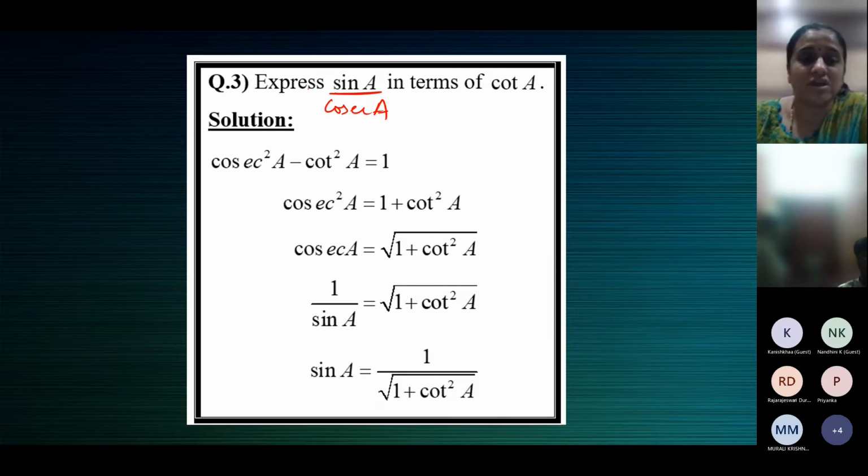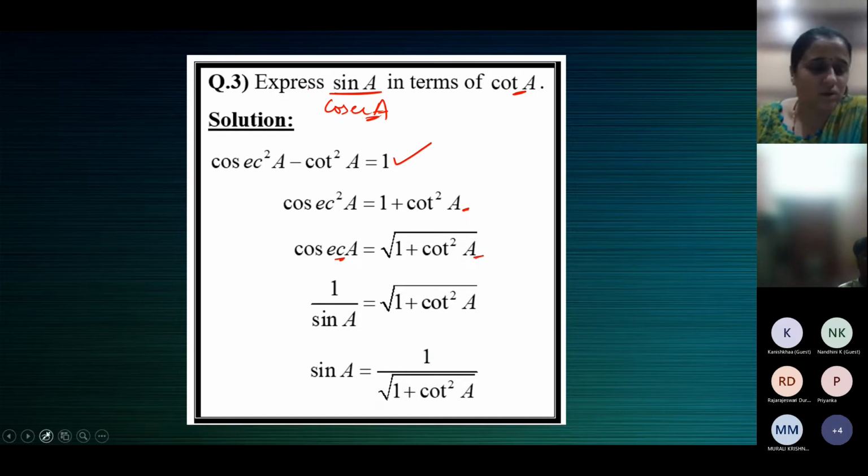Oh, that is easy because cosecant A and cot A are related through this identity. So write down that first. Cosecant square A minus cot square A is 1. Now we'll write cosecant A in terms of cot A. So what is cosecant square A? 1 plus cot square A. What is cosecant A? Square root of 1 plus cot square A. So this is cosecant A.